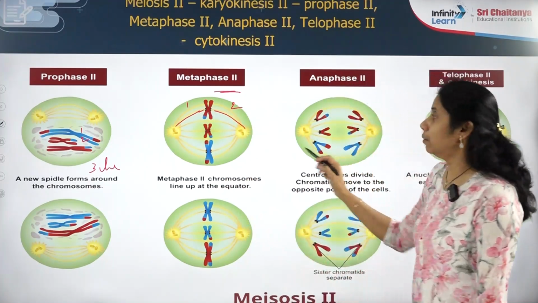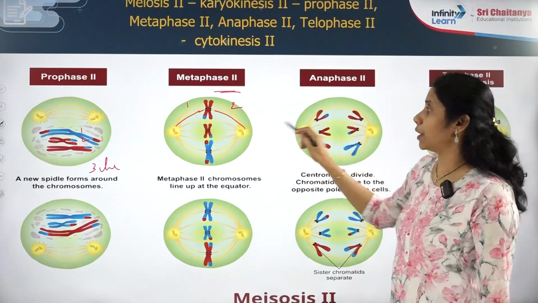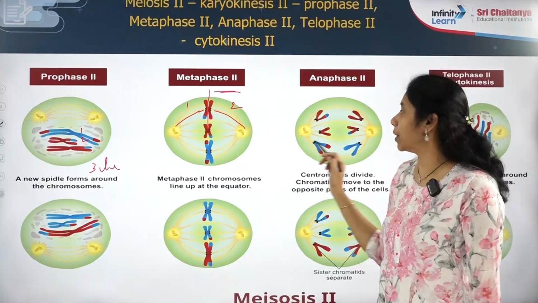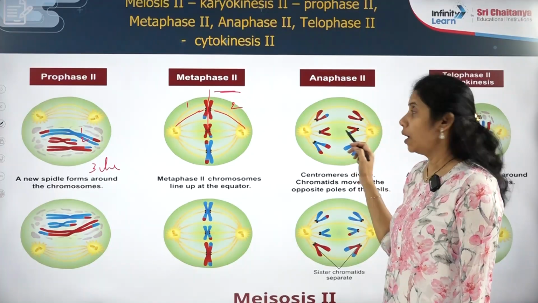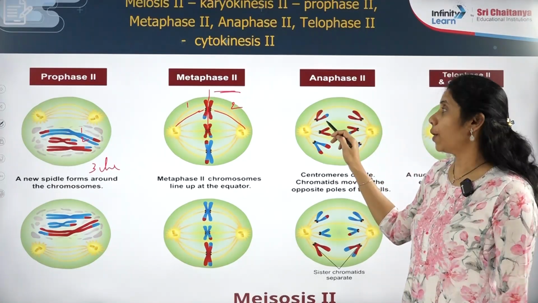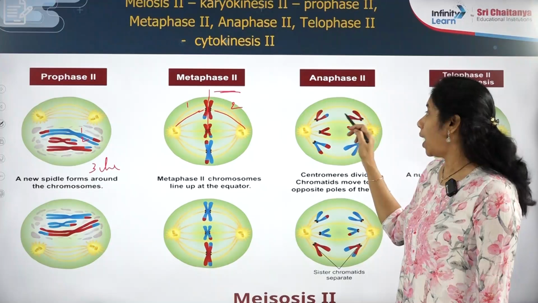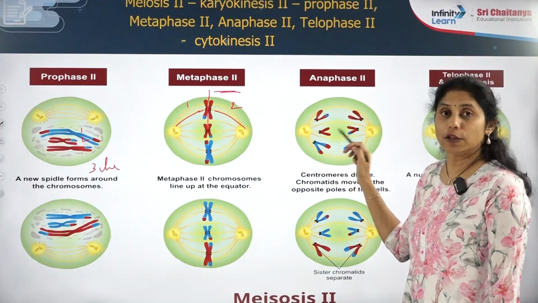In anaphase II, the centromere splits. Exactly the centromere will be splitting in the center, and it results in the formation of daughter chromosomes. The daughter chromosomes now have only one chromatid each, and these will migrate towards the opposite poles.